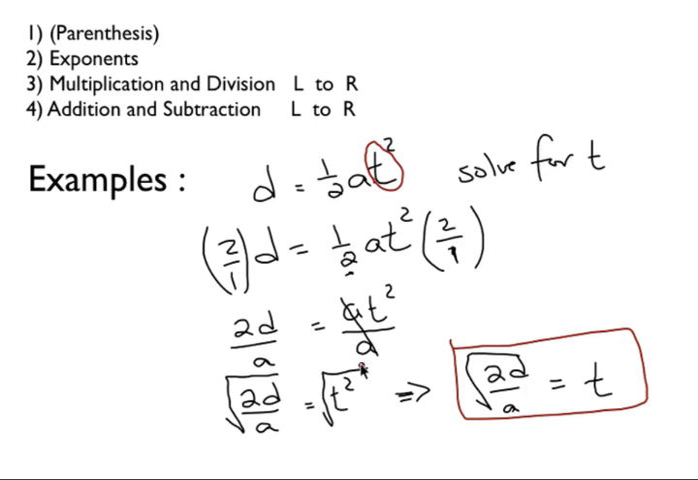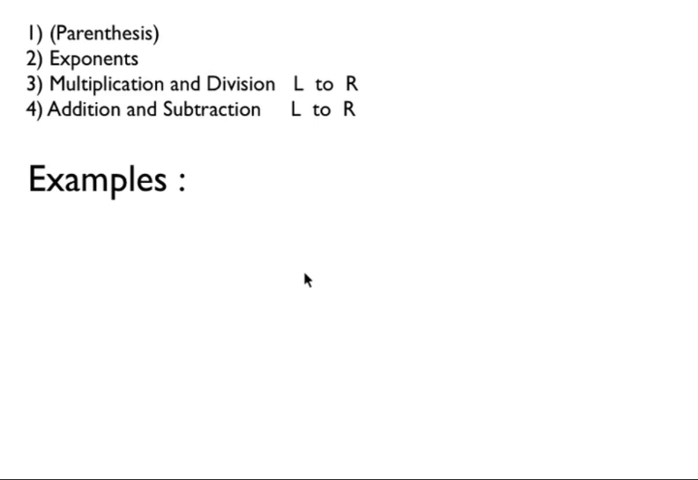Okay, let's try one more. Let's say we had d equals vt plus 1/2 at squared. Let's try that one. This time, let's solve for the v.